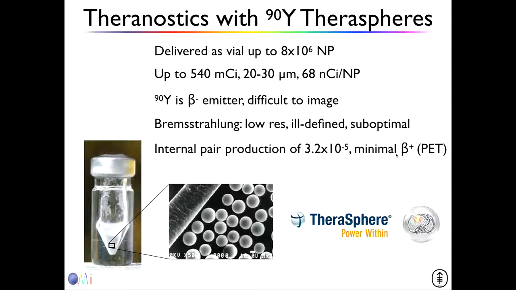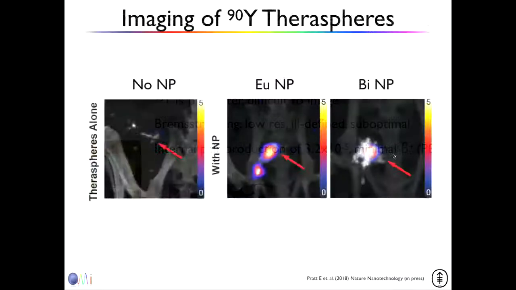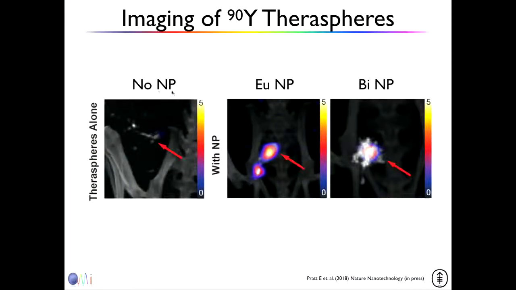There's this minimal positron, and those PETs don't look great either. So what we did is, here is no nanoparticle. This is CT. You see the particles in there. Here are the europium nanoparticles in one mouse, and you see now the characteristic X-rays. So if you mix that together, you see where your terraspheres are actually injected. And here are the bismuth nanoparticles in another mouse.